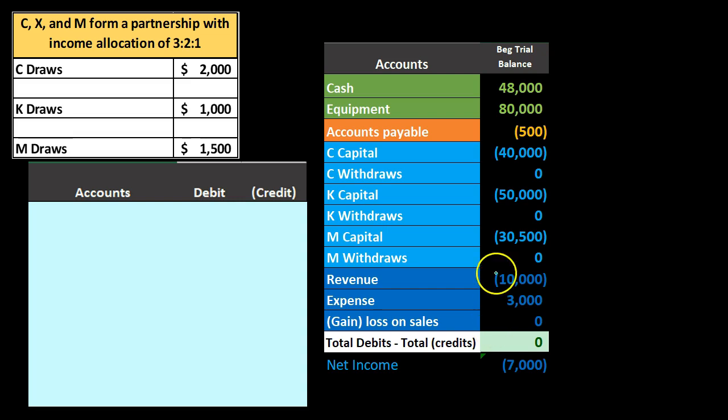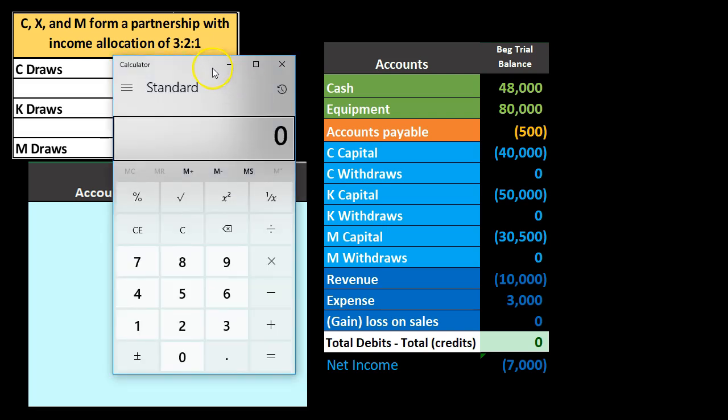So our goal here is to record the withdrawals. And note that the withdrawals don't necessarily have to match the profit sharing. That's the first thing that can be confusing with partnerships. When we look at these capital accounts, we often say, hey, the balance in the capital accounts and/or the draws or the investments should match what the profit sharing is. And that's not the case.